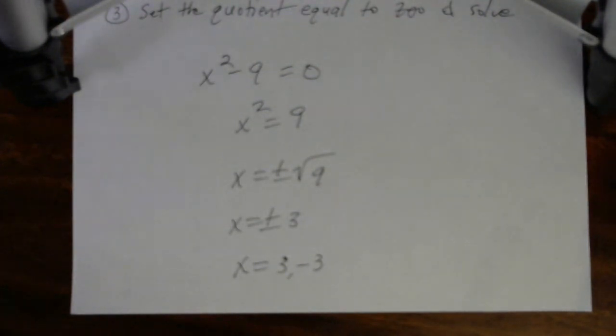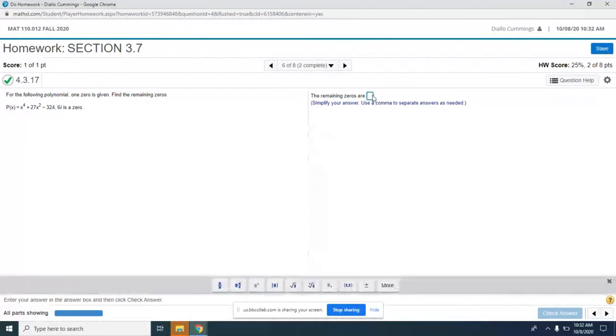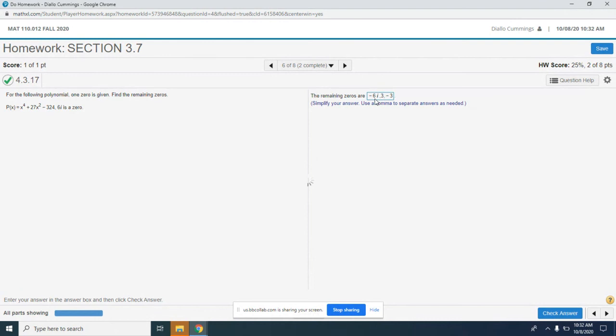Right, so any questions about that example? All right, so if I go back to our application screen, the remaining zeros are, I believe you have to put in negative 6, positive 3, and negative 3. All right, so any questions about number 6?